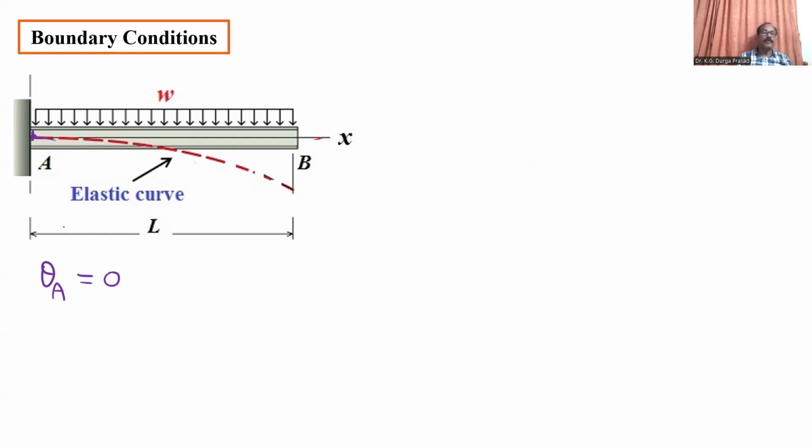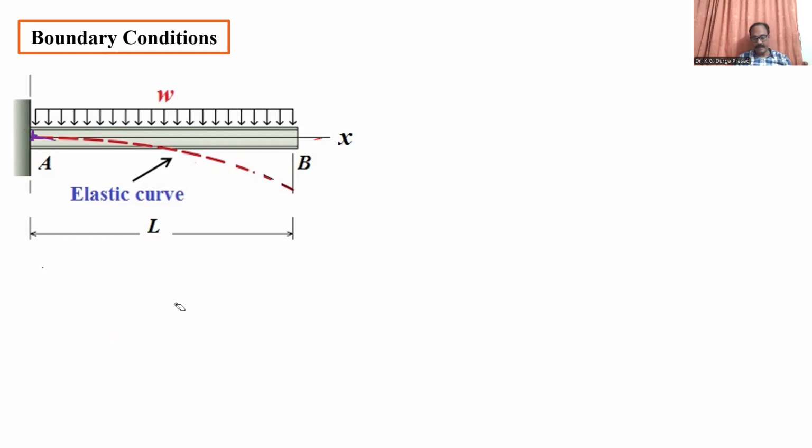What about deflection at A? What is the meaning of deflection? The vertical distance for a point on the elastic curve from the neutral axis of the unloaded beam, right? Here that is a horizontal line, so there is no vertical distance at point A. Therefore, we can say y equals 0, right? Now, what are these two? These are boundary conditions. At the fixed end, remember, slope equals 0 and deflection also 0.